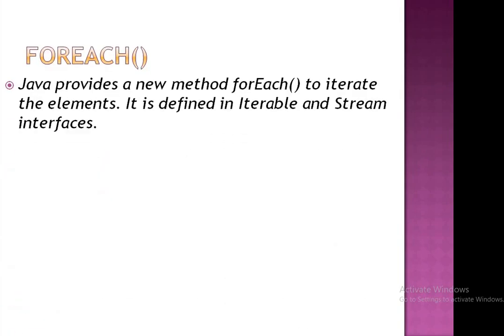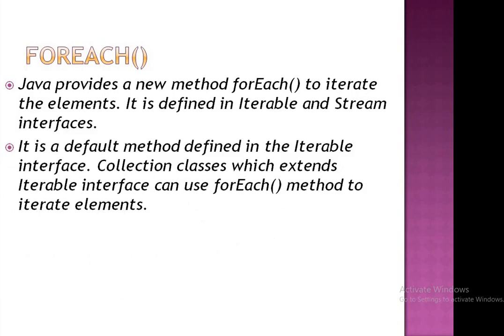Another new feature is the forEach method. Java provides a new method called forEach to iterate the elements. Before Java 8 we could also iterate through the for loop and Iterable, but in Java 8 a new feature is the forEach method to iterate the elements. It is defined in the Iterable and Stream interfaces. It is a default method defined in the Iterable interface.